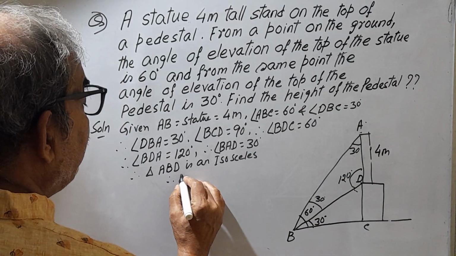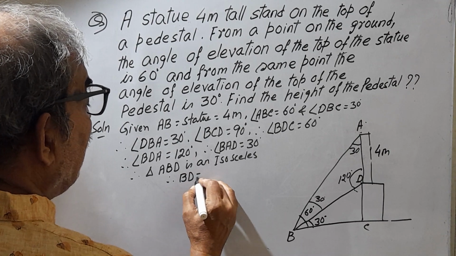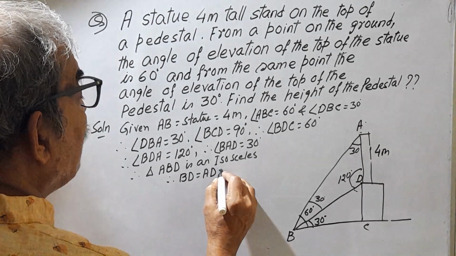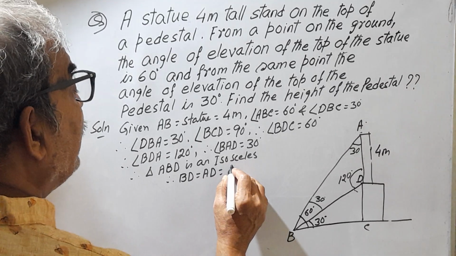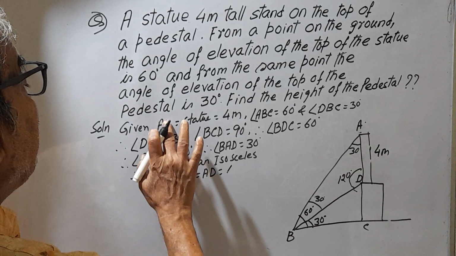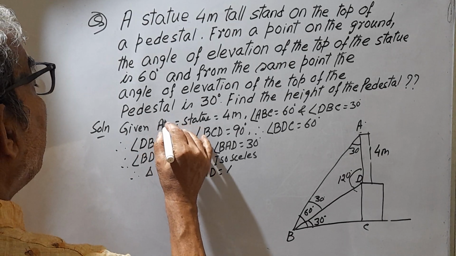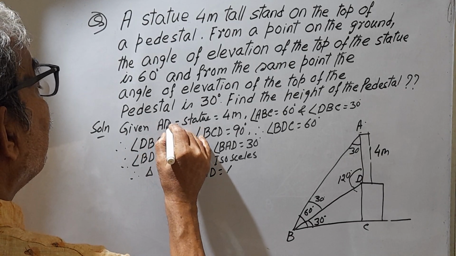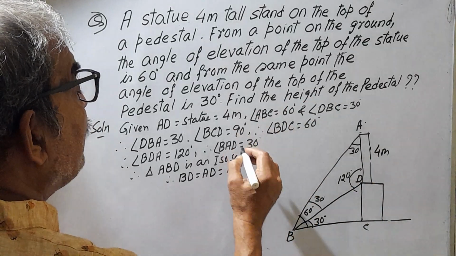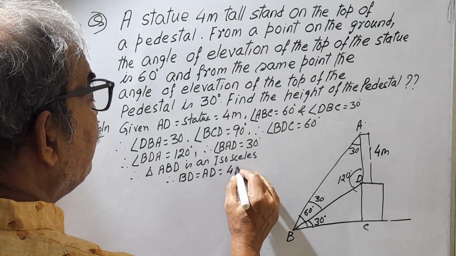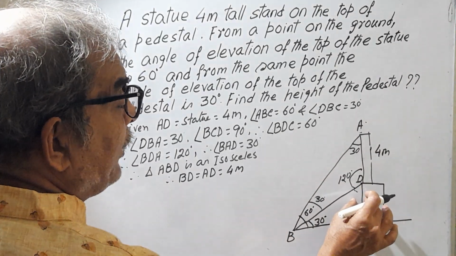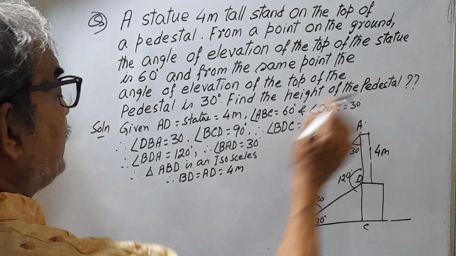Therefore BD equal to AD equal to 4 meter. This AD is the statue, not AB. AD is the statue. BD equal to AD equal to 4 meter. So now you see this is H. So I want P because height of the pedestal.